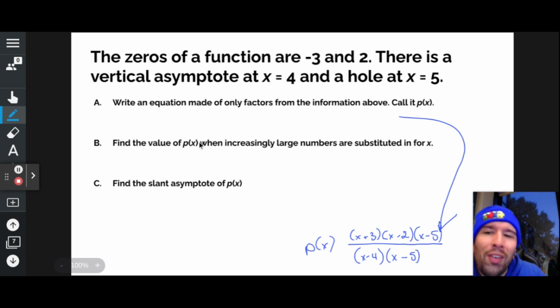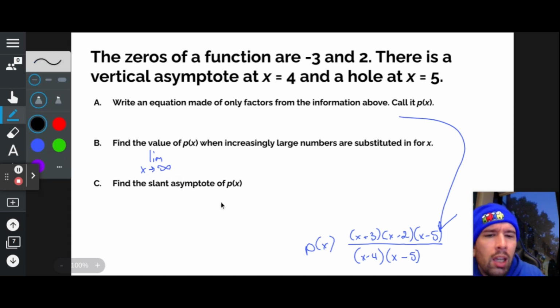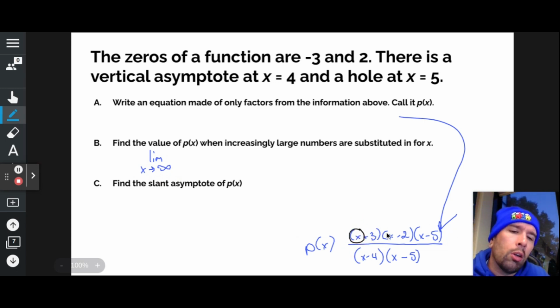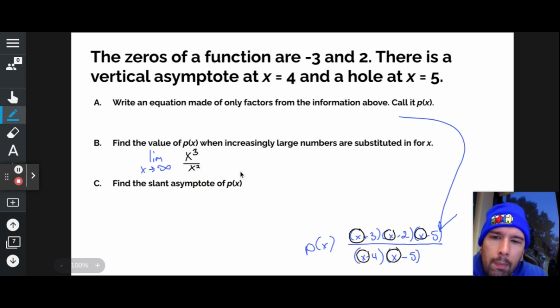Find the value of P of x when increasingly large numbers are substituted in for x. What does that mean? The limit as x approaches infinity. Now, the equation that I came up with is just factors, so let's multiply the leading terms of each. X times x times x appears to be x cubed. And on the bottom, I have x times x, which appears to be x squared. That simplifies out to x.